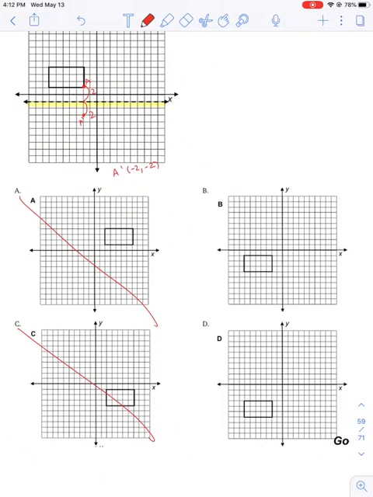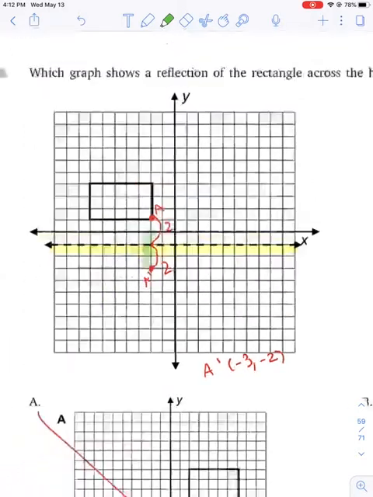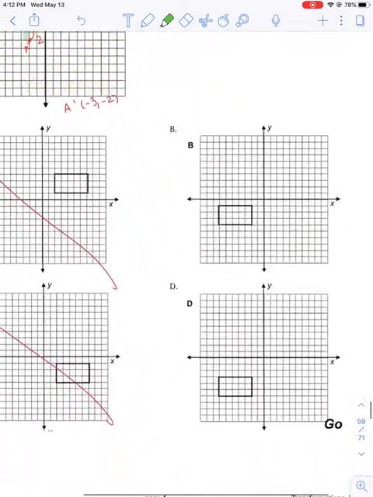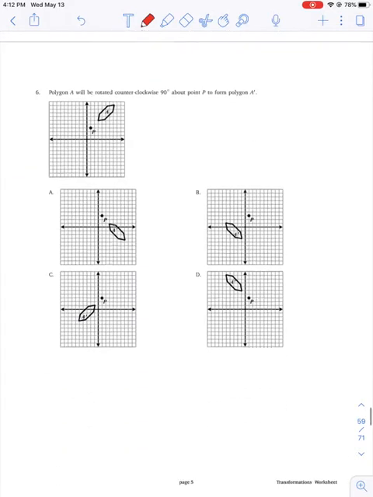And, oh, I miscounted. Not -2, -3. Because it's 3 down. 1, 2, 3. 3 down. -3, -2. So choice D is the one that has that. B, it looks like they flipped it over the axis. They didn't flip it over the dotted line. Okay.